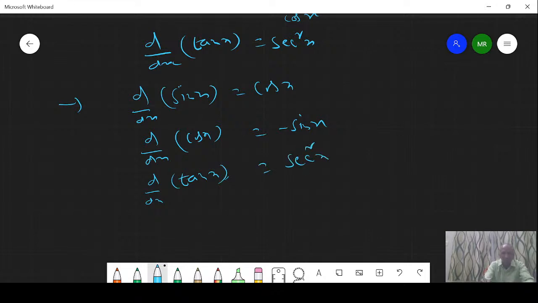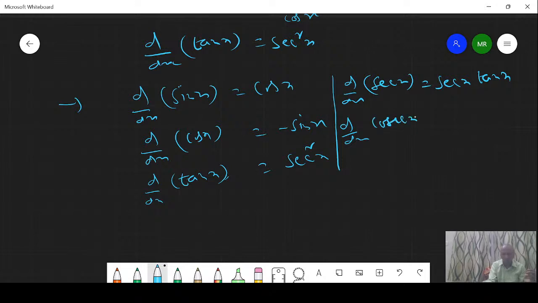Next, remember, these are all we are learning. Already I proved all these three. Similarly, d by dx of secant x is secant x tan x. Remember, secant x tan x. And d by dx of cosecant x is minus cosecant x cot x.